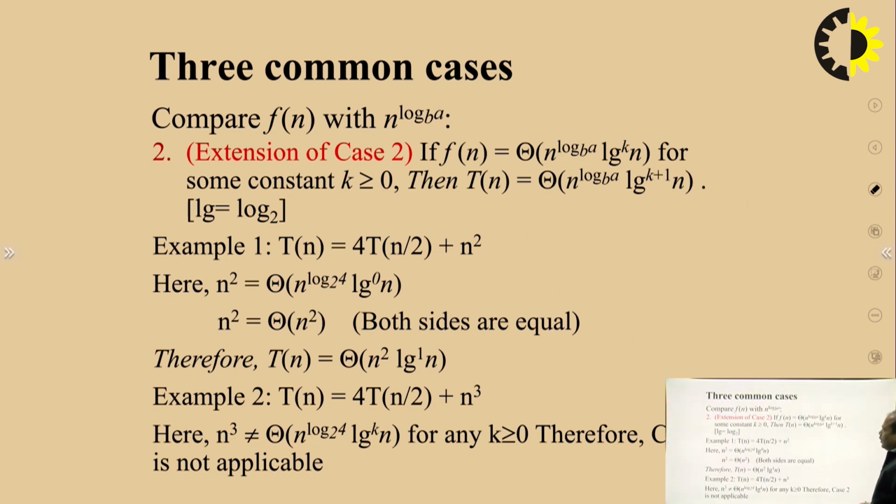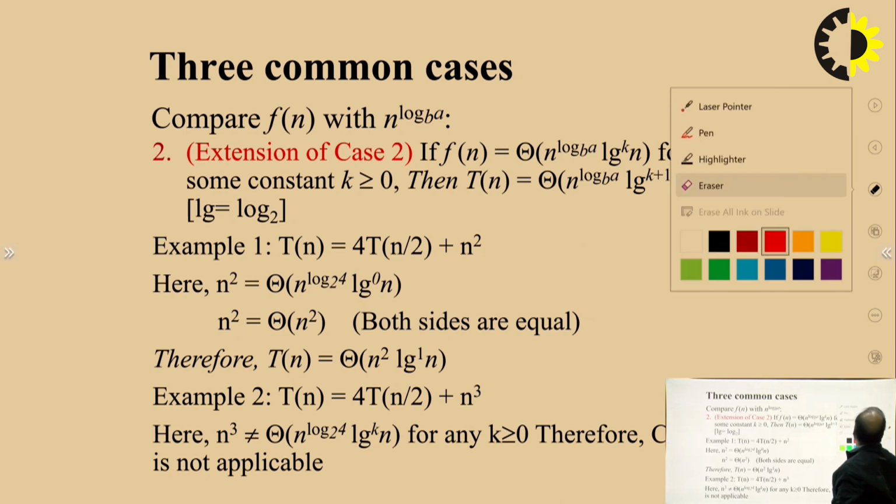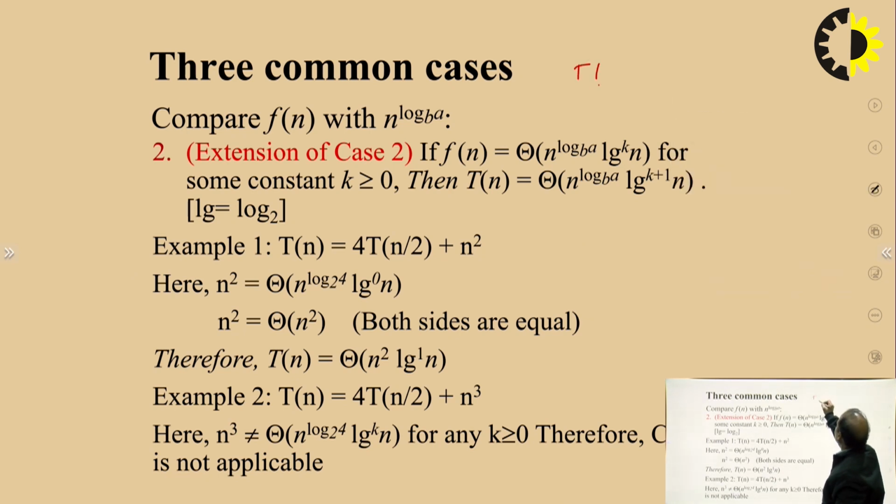Okay, let's have another example of this extension. See here, we are talking about T(n) equals 4T(n/2) plus n square log n. Generally, in the examination, one question comes on whether case 2 is applicable or not. In fact, case 2 is not applicable on this recurrence. However, this can be solved by the extension of case 2. But in fact, case 2 cannot solve it, right?